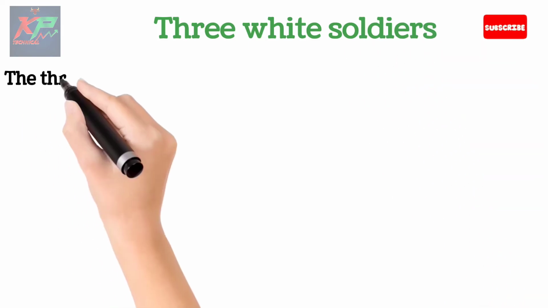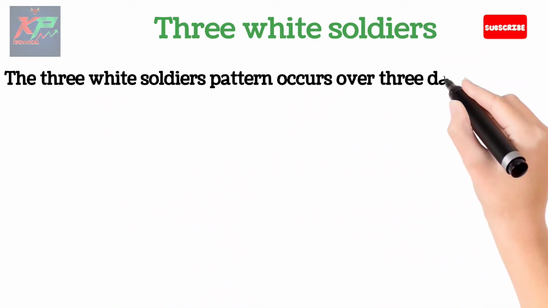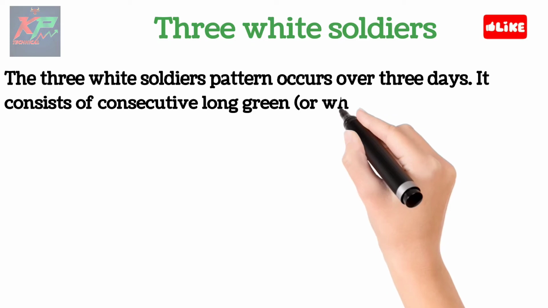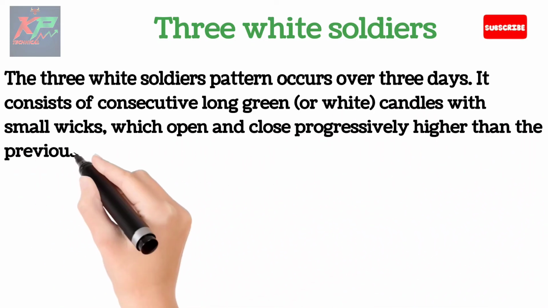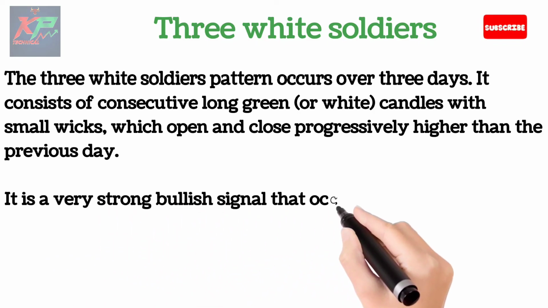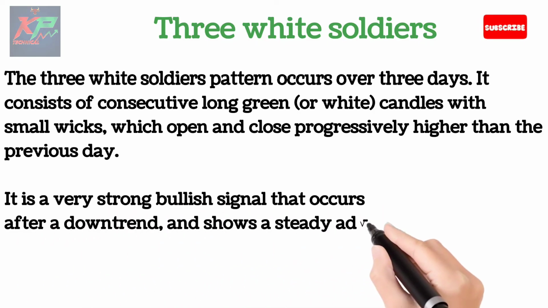Three white soldiers. The three white soldiers pattern occurs over 3 days. It consists of consecutive long green or white candles with small wicks, which open and close progressively higher than the previous day. It is a very strong bullish signal that occurs after a downtrend and shows a steady advance of buying pressure.